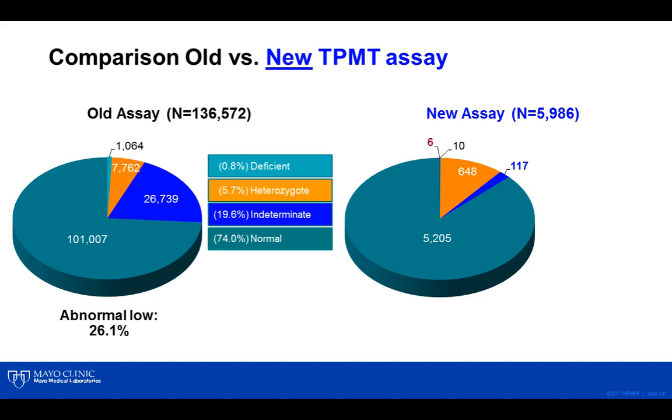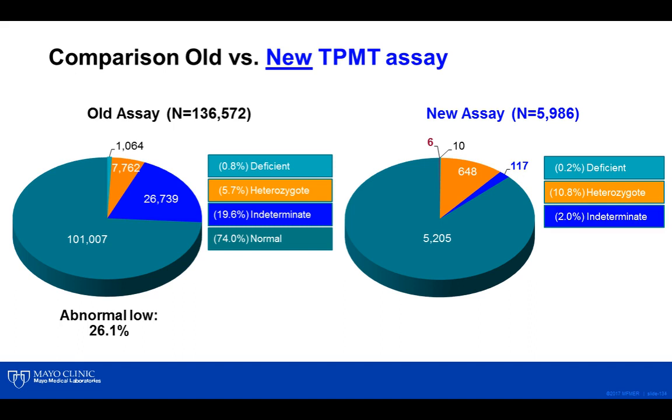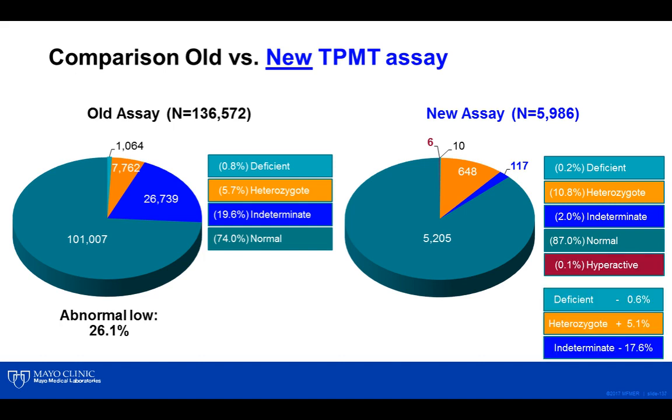While the number of cases is significantly smaller, approximately 6,000, the relative distribution of outcomes has been as follows. 0.2% was reported as deficient, 10.8% as heterozygote, only 2% as indeterminate, 87% as normal, and 0.1% as hyperactive. In other words, less deficient, more heterozygote, and most importantly, many fewer indeterminate results.